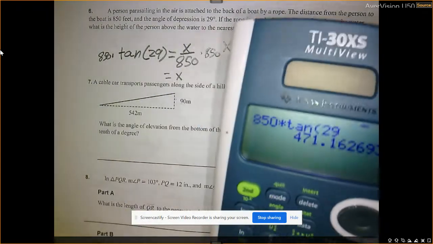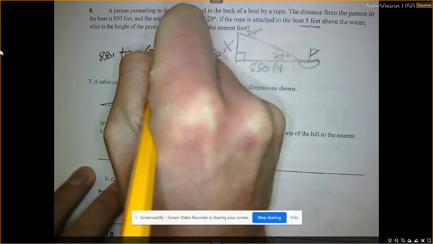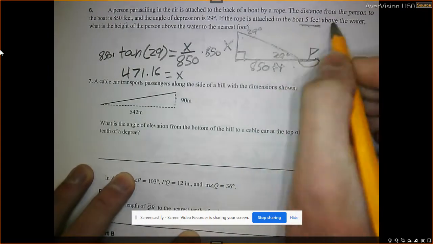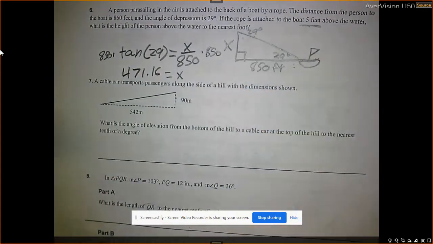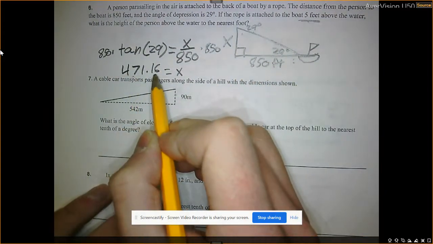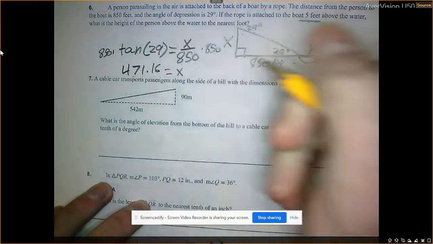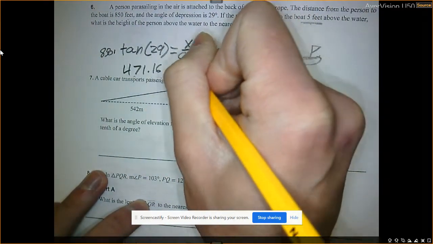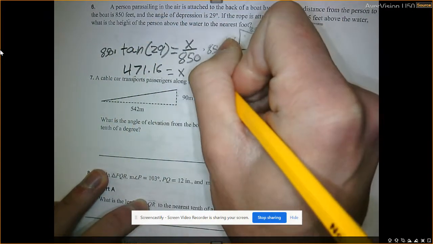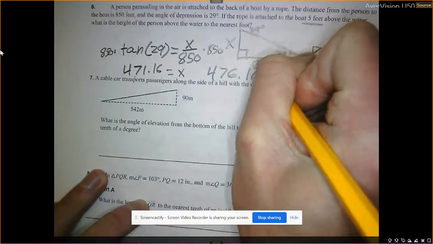It's going to be 471.16. And again, we have to use that 5 feet above the water now, because we're trying to figure out how high above the water the person is. Well, this person is 471.16 feet above the boat. The boat is another 5 feet above the water. So we have to add 5 feet to this at the end. So 471 plus 5, that's 476.16 feet above the water.